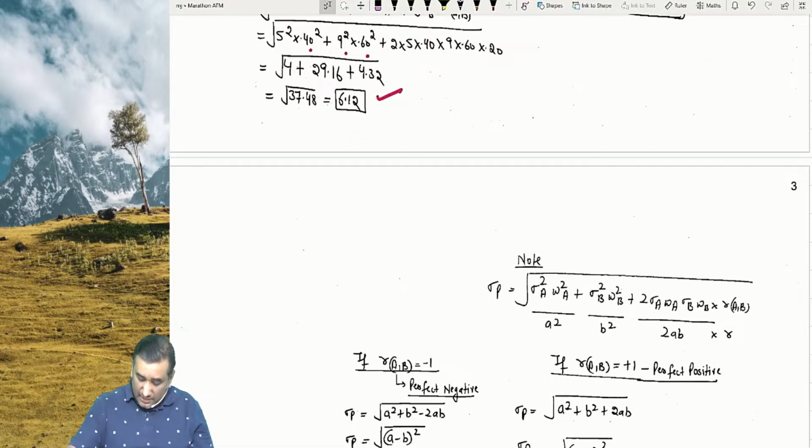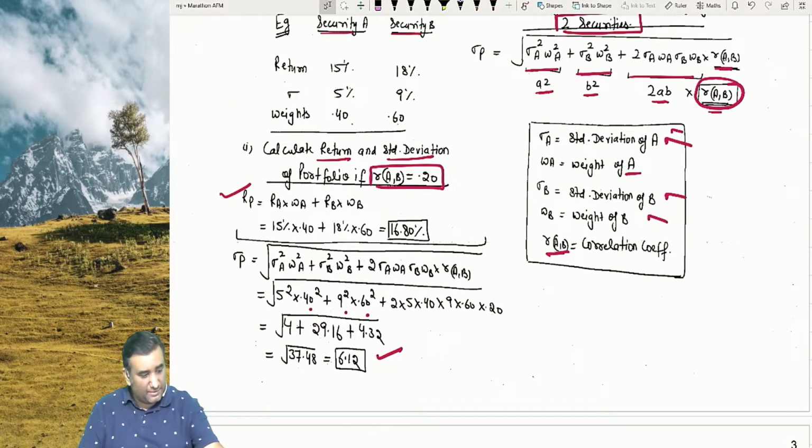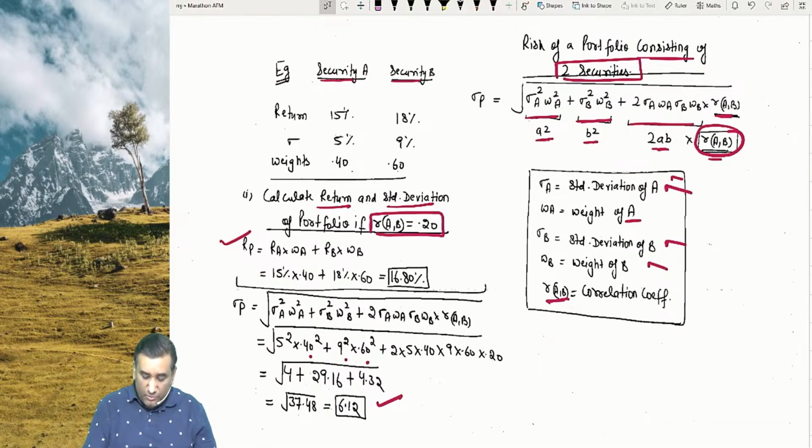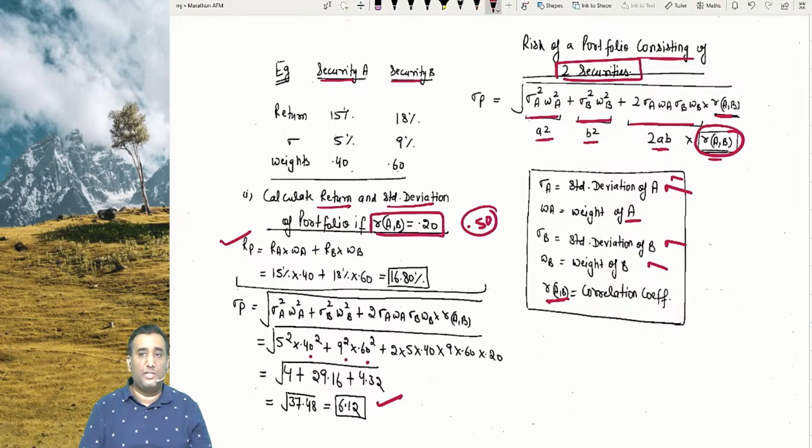Now with this, one part I want to do along with this. When you go back home, instead of RAB as 0.2, make it RAB as 0.5 and keep the rest the same. Return of a portfolio will still come to 16.8. Return of a portfolio is a weighted average. Risk of a portfolio is not a weighted average. It depends on the R. Risk would increase. So we say risk of a portfolio depends on the correlation coefficient.